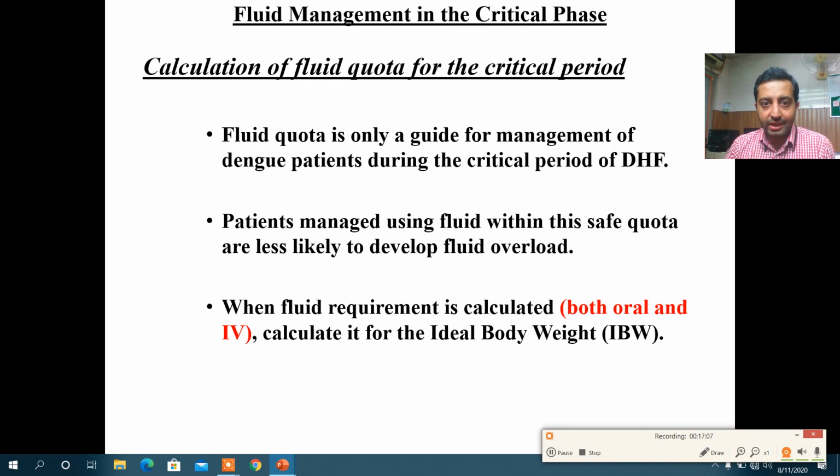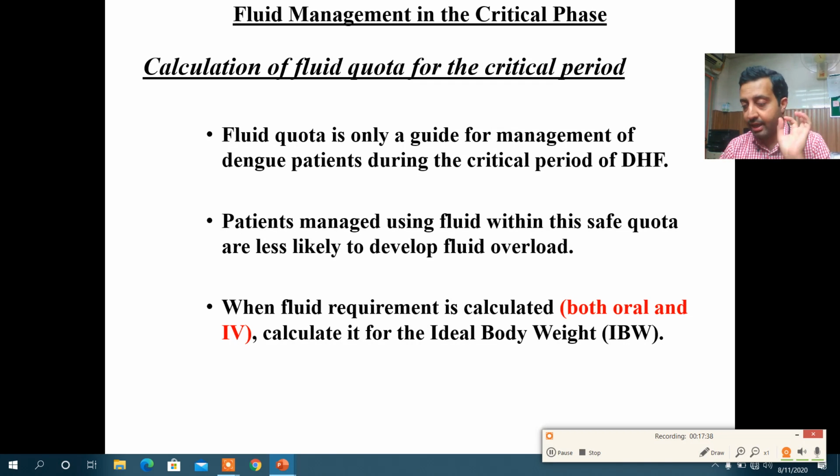Okay, calculation of the fluid quota during the critical phase. Remember one thing: for the fluid that will be given during the critical phase, whether the critical phase is 15 or 16 hours or up to 48 hours, there is a lot of variation in the duration of the critical phase in every patient. It can be 12 hours, it can be 48 hours. So as a general rule, we take it as about 48 hours.